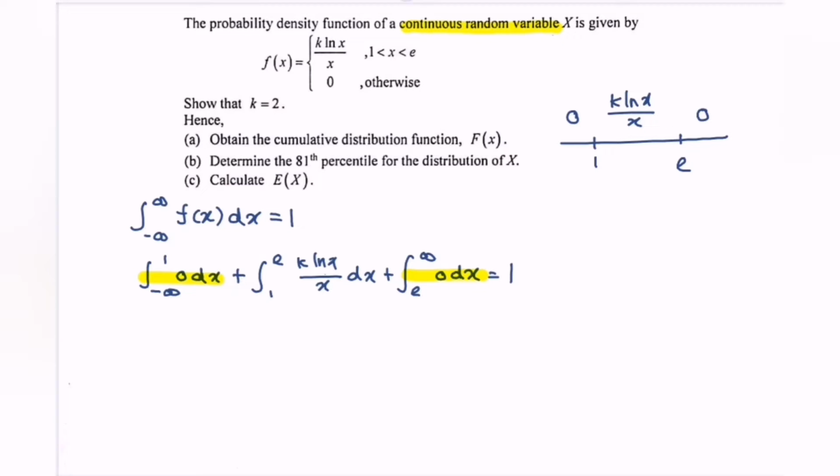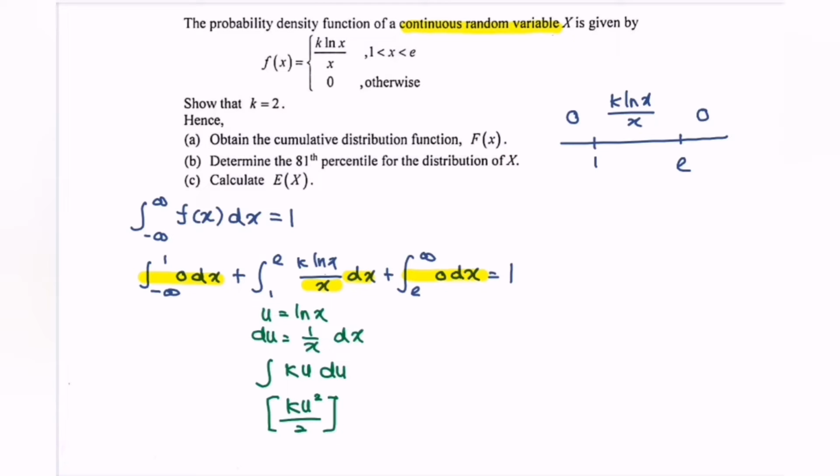So focus on the middle one, where we have to make use of the substitution method. Let u equal ln x, and differentiate with respect to x, so we will have 1 over x. As we notice, 1 over x dx is equal to du. So kindly substitute, and we integrate k u du. If we integrate, we will have k u squared over 2.